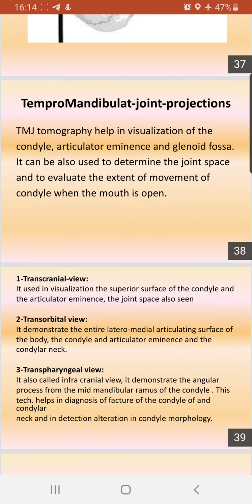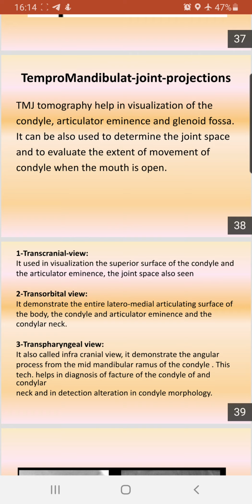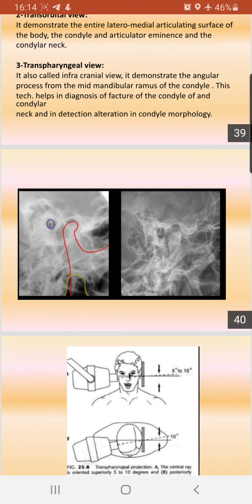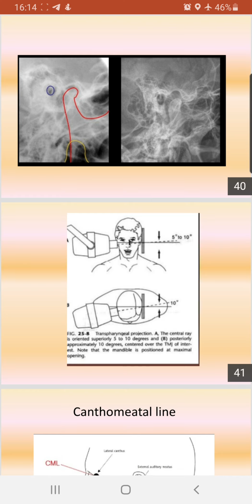Temporomandibular joint projection, also called TMJ tomography, helps in visualization of the condyle, articular eminence, and glenoid fossa. It can also be used to determine the joint space and to evaluate the extent of movement of the condyle when the mouth is open. We have three types of temporomandibular joint projection: transcranial, transorbital, transpharyngeal. Each view can be taken with open and closed technique, as we see in this picture, and this represents the patient position.